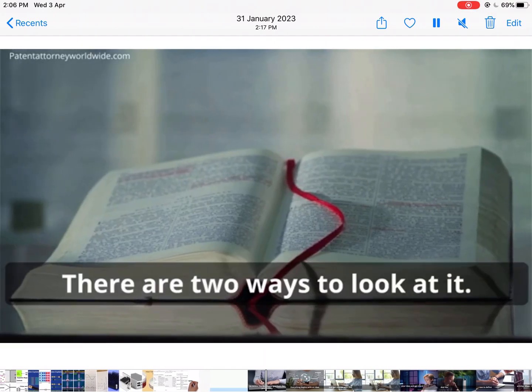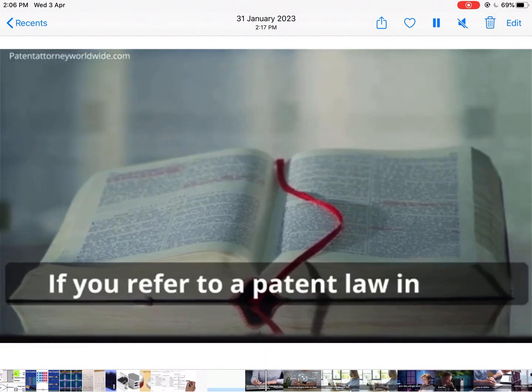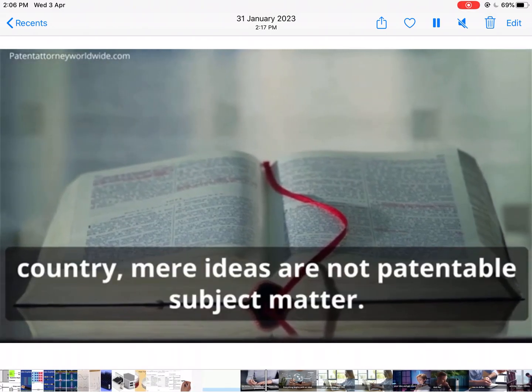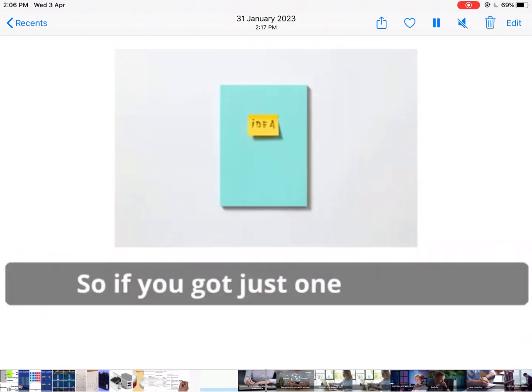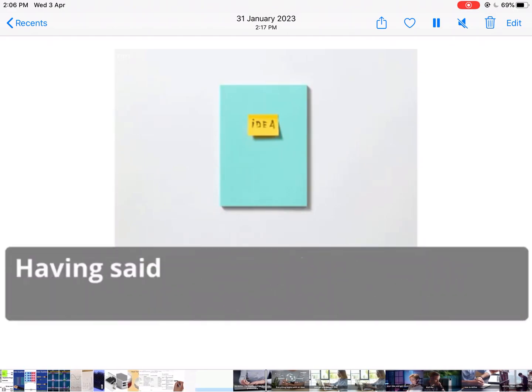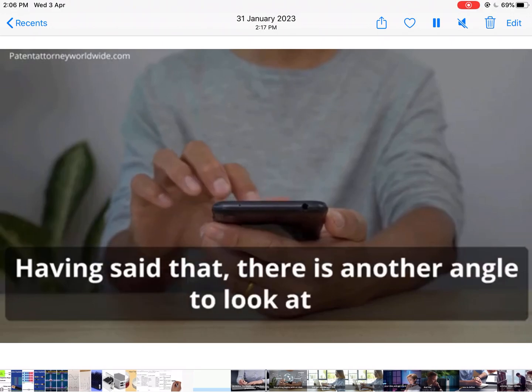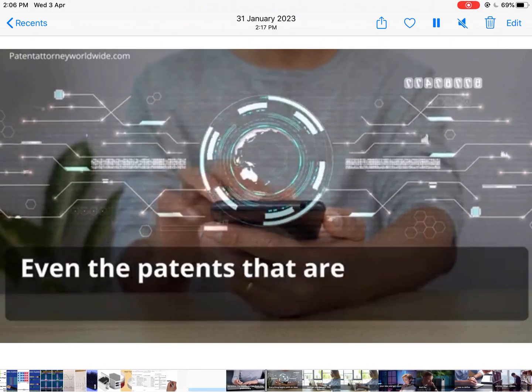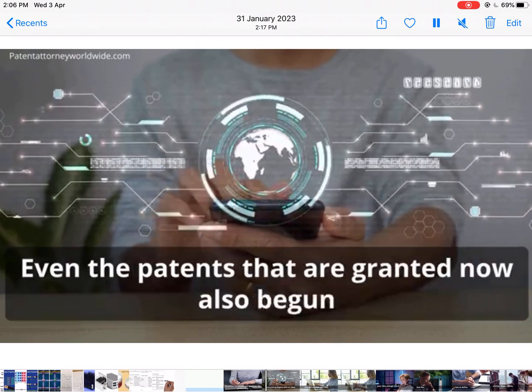So there are two ways that you look at this. You can refer to the patent law in your country, which is going to give you what process or subject can be patented. In one line of search, you can search on a browser, Google it, and you will get an idea of any published patents or grants.